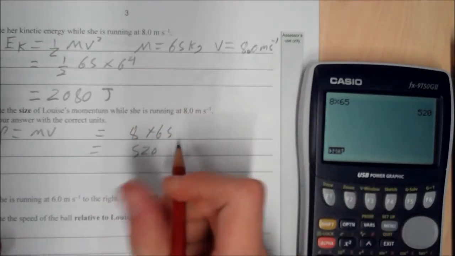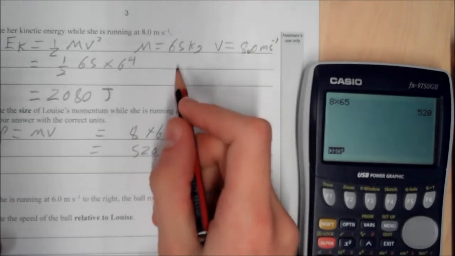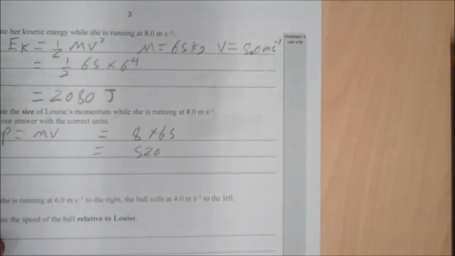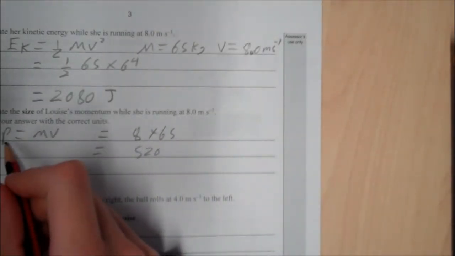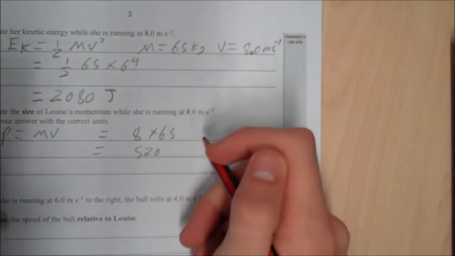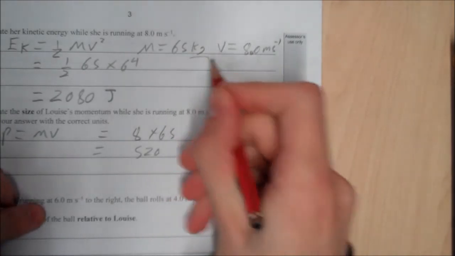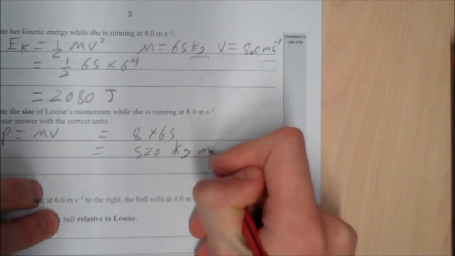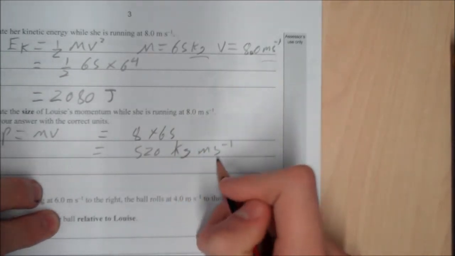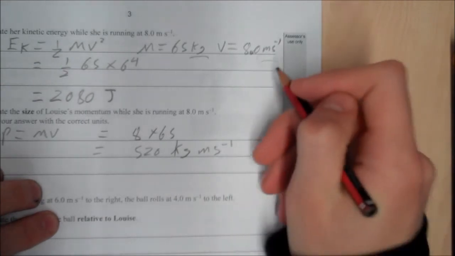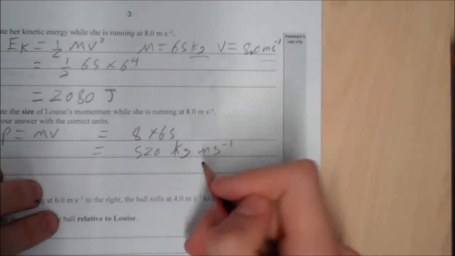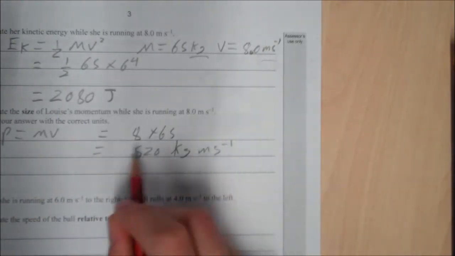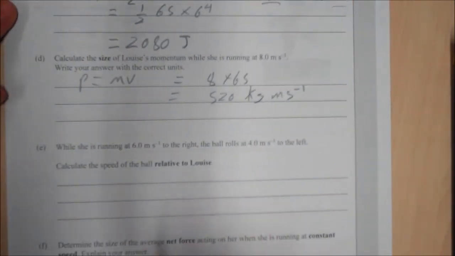Now the units here are important because we've got the mass, which is in kilograms, and the velocity, which is in meters per second, and the units for momentum are basically the product of these two units. So this is going to be kg m s^-1. If the speed was given in kilometers an hour, then this would be km/h instead of m/s. But it's not too difficult, really.